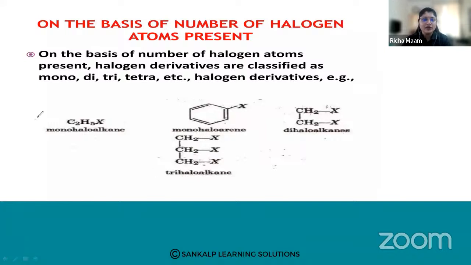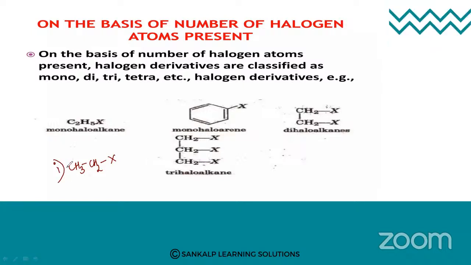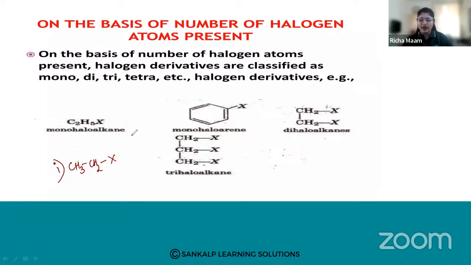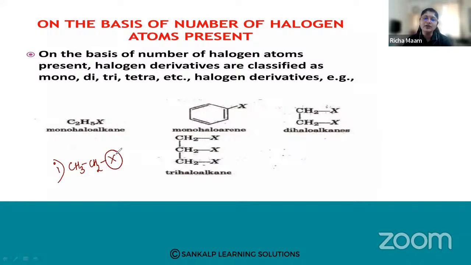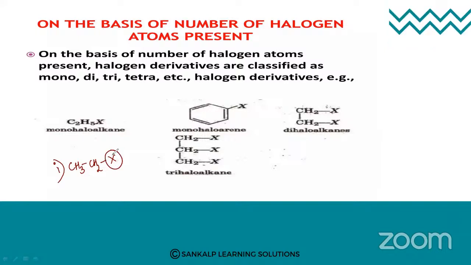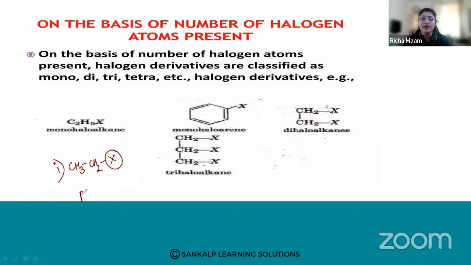So first, can you tell me what is this? Yes, first example. I don't want the name, you can tell me whether it is mono, di, or tri. Only one halogen, so it is mono. Yes, it is a monohaloalkane. Please say it properly. So it is a monohaloalkane.